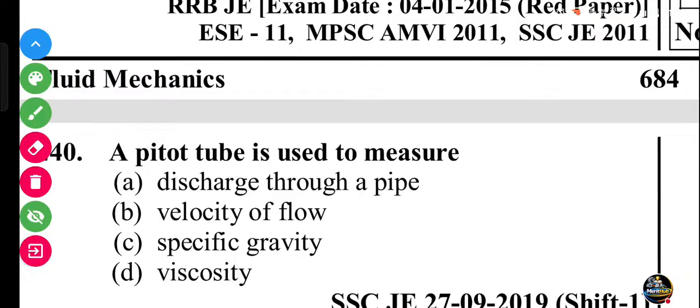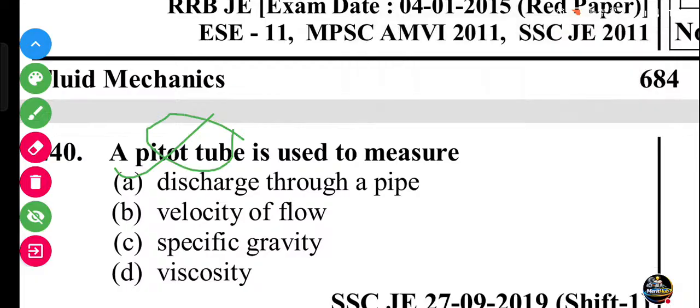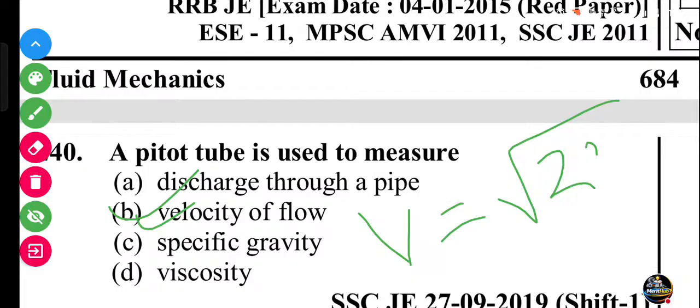Question number 140. The pitot tube is used to measure discharge through pipe, velocity of flow, specific gravity, or viscosity. Discharge through pipe? Sorry, the pitot tube is used to measure the velocity of the flow. For discharge, venturimeter or orifice meter is used. With the pitot tube, we measure the velocity of the flow, which is V equal to Cv root over 2gh. This is the actual velocity, Cv the coefficient of the velocity.